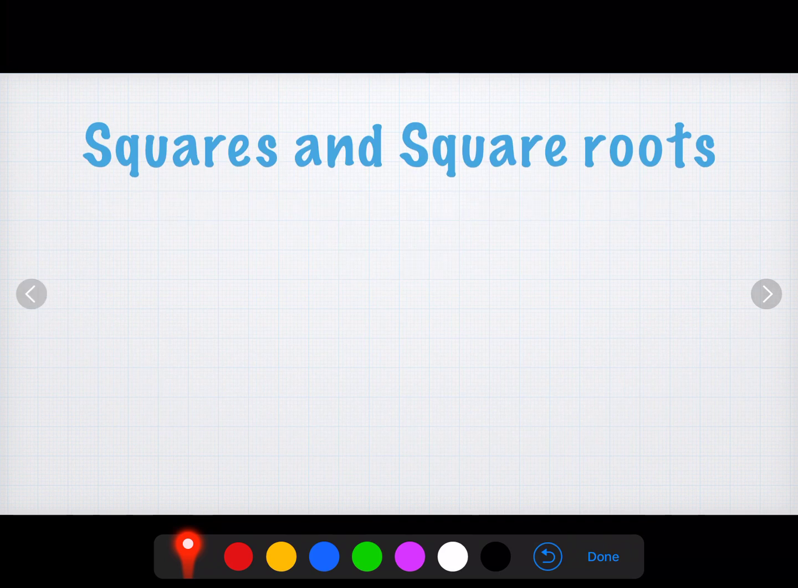Hello class, today we are going to learn how to find the squares and square roots of a number. We are on page 265 in our arithmetic books.